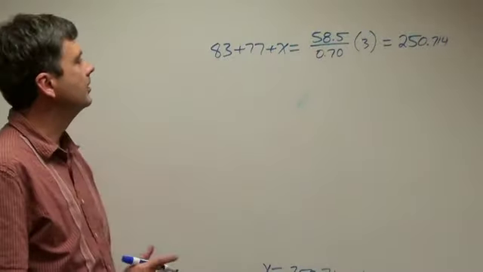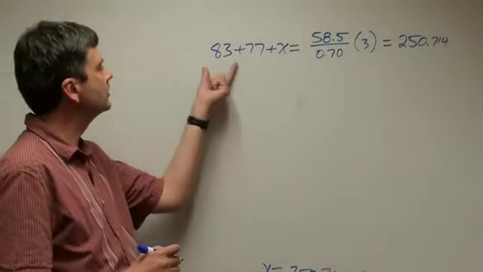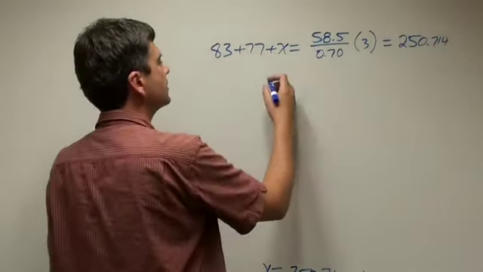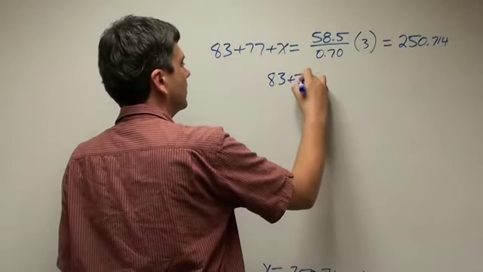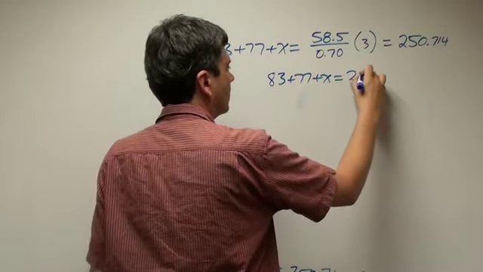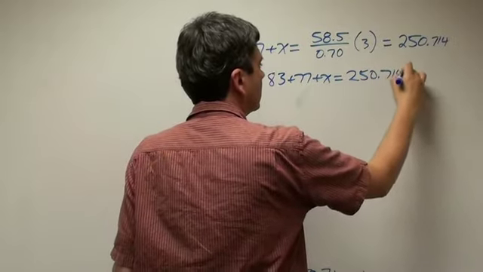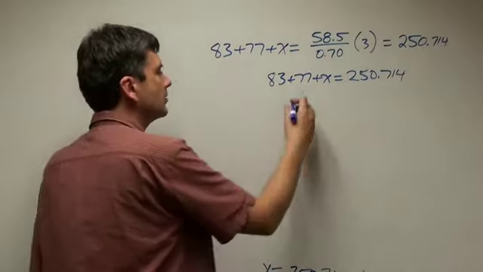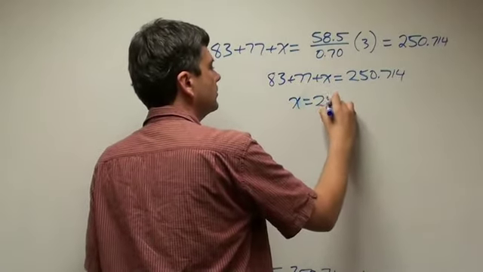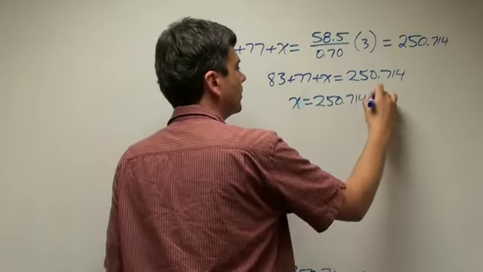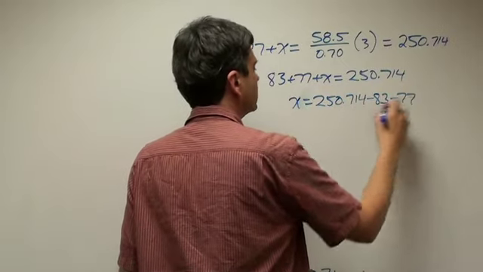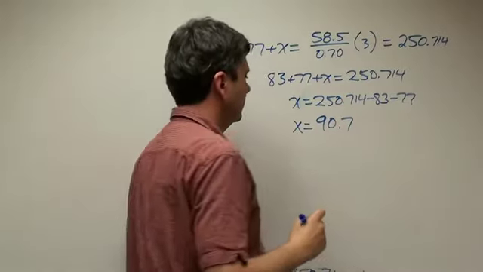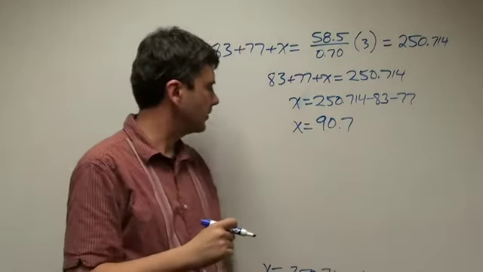Okay, so now all I need to do is subtract 83 and 77 from both sides of the equation. Let me just consolidate this to make it clear. If I move the 83 to the other side and the 77 to the other side, I have x equals 250.714 minus 83 minus 77, or x equals 90.7. I can round off to that.